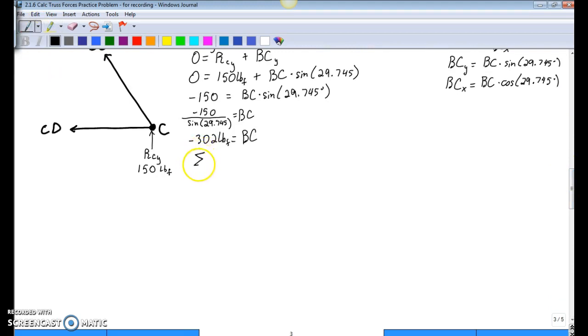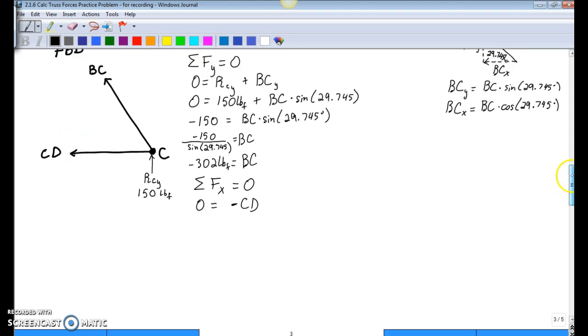Next, we're moving right along here. We're going to do the summation of the forces in the X direction. Set them to 0, and we find that negative CD, remember CD is directly left, right along the x-axis, so there's no trigonometry involved.